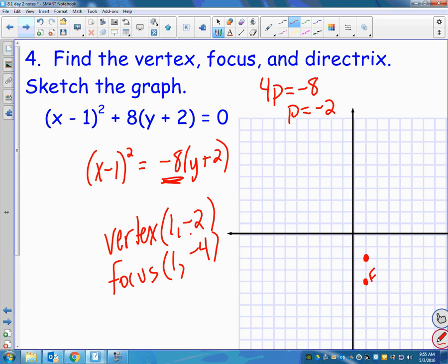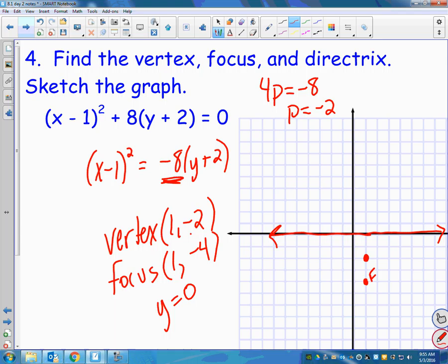The directrix is the line behind the graph 2 units the opposite way. So here is my point. Now I'm going to go 2 units the other way, and that's going to be my directrix. And again, even if you don't graph it, you can just see from the picture that it's 2 units away. So it's the line y equals, you go 2 units up from -2, that's why you get y equals 0. So you have to start at your vertex to get those values.